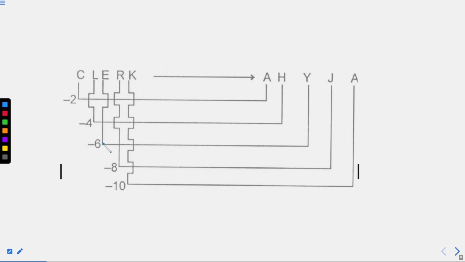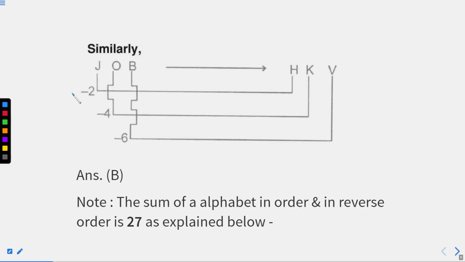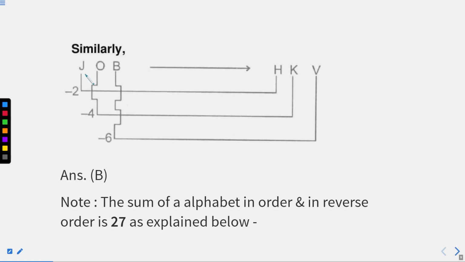Okay, so we are supposed to follow the same sequence or the same pattern for the question word, that is job. For J, we'll subtract 2. For O, we'll subtract 4. For B, we'll subtract 6. If any other letter comes after B, we'll be subtracting 8, 10, 12 and so on. For that, we get our response as HKV. So this is our answer.